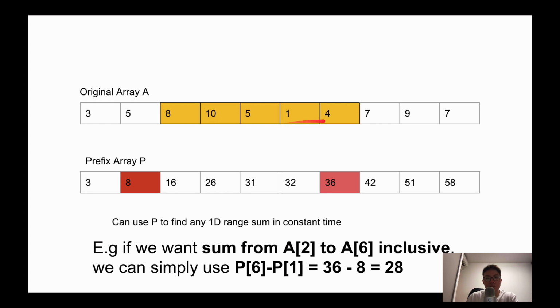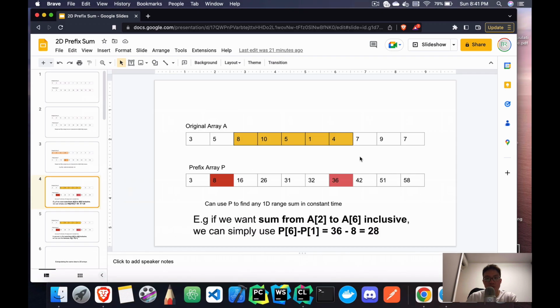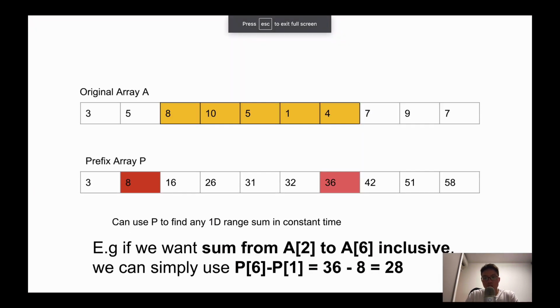And to do this, we can actually make use of our prefix array. So we take 36. 36 is simply the sum of the elements from index 0 all the way up to index 6, and this actually includes more numbers than we necessarily need. So what we do is we subtract off the remaining numbers that we don't need. So in this case, we subtract 8.